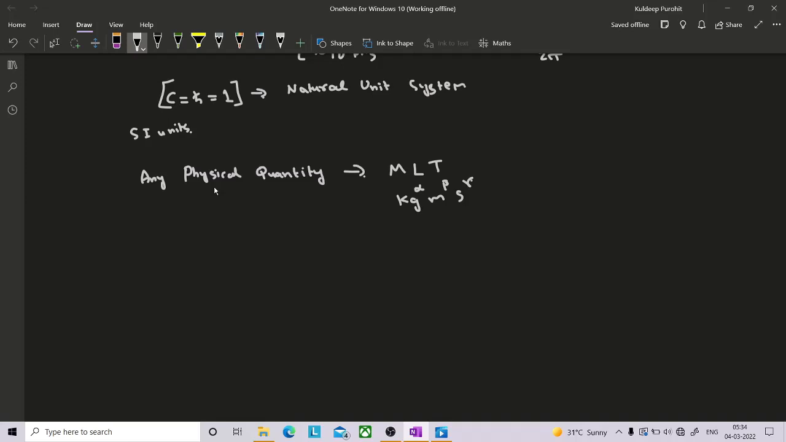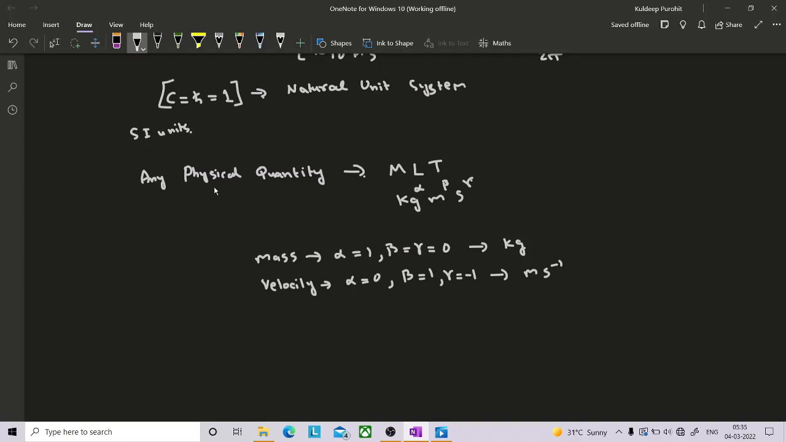If I want to find the dimensions of mass, here alpha will be equal to 1, and beta and gamma equal to 0, so I will have kilogram. If I want to find the dimensions of velocity, alpha is equal to 0, beta is equal to 1, and gamma equal to minus 1. It will give me meter second inverse. Similarly, you can find the values of alpha, beta, and gamma for different physical quantities.